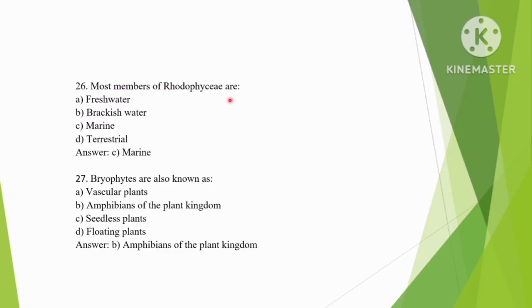Most members of Rhodophyceae are marine. We already discussed most red algae are marine, especially in the warm tropical seas. Only few are freshwater. 27. Bryophytes are also known as, this is also an important one. Bryophytes are also known as amphibians of the plant kingdom. So they are called amphibians of the plant kingdom. Why? Because they need water for reproduction, for the sperm motility.